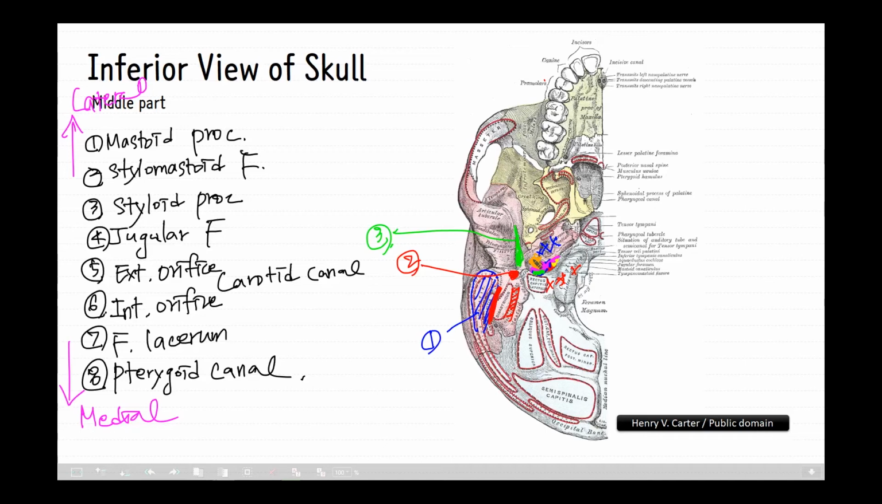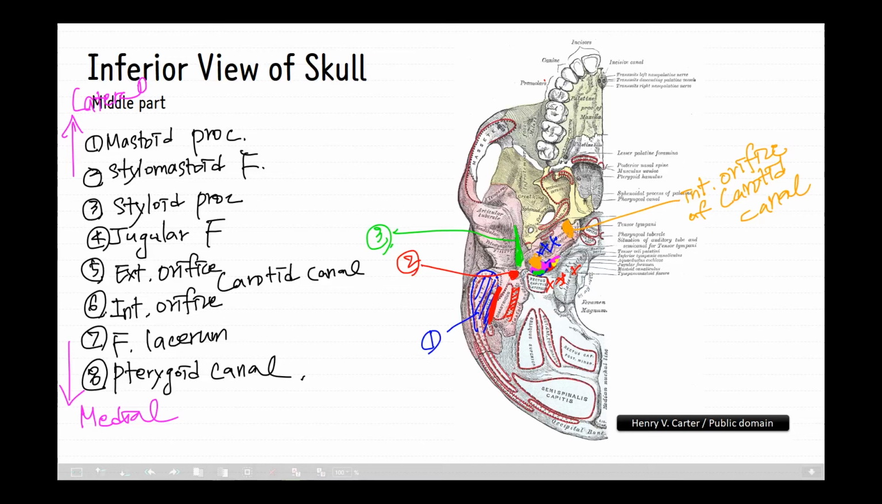This canal ascends at first superiorly and then, making a bend, runs anteromedially, and the canal's internal opening is near the foramen lacerum. This yellow-brown color is the internal orifice of the carotid canal. Above the foramen lacerum, the internal carotid artery passes on its way anteriorly to the cavernous sinus.